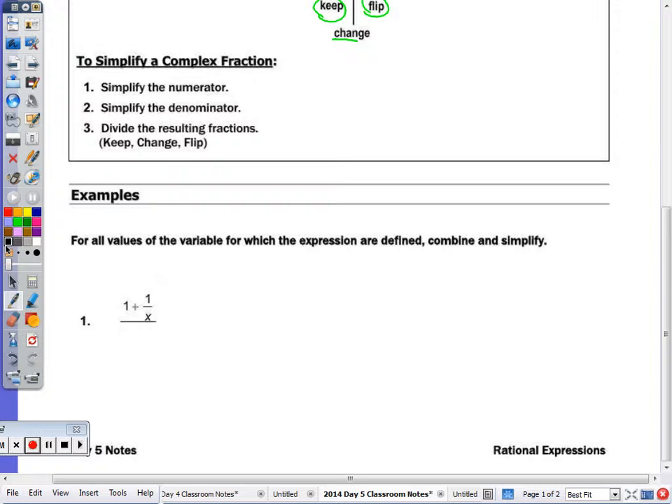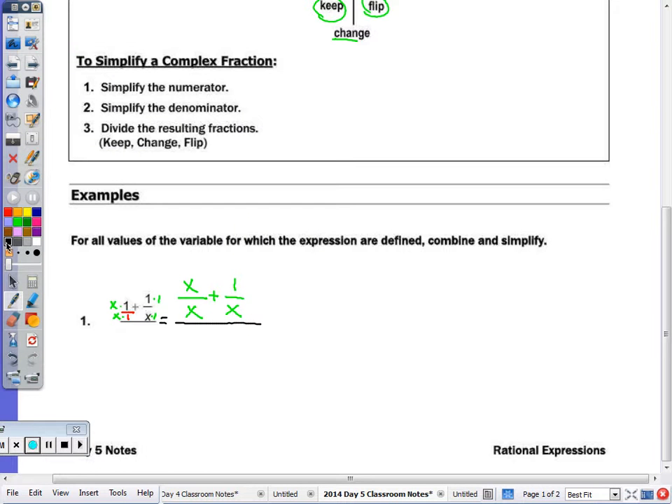So I'm going to draw my line. Right now, I'm going to make both of those terms within that numerator a fraction. And so I need to get common denominators in order to combine them. So I multiply this by x, multiply this by 1. So now I end up with x over x plus 1 over x.